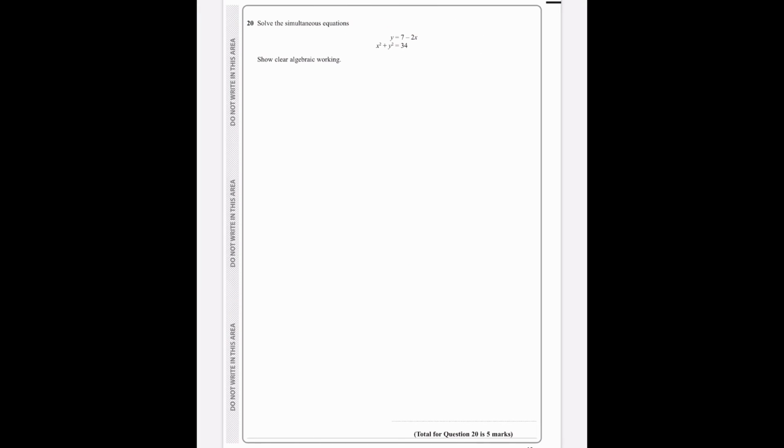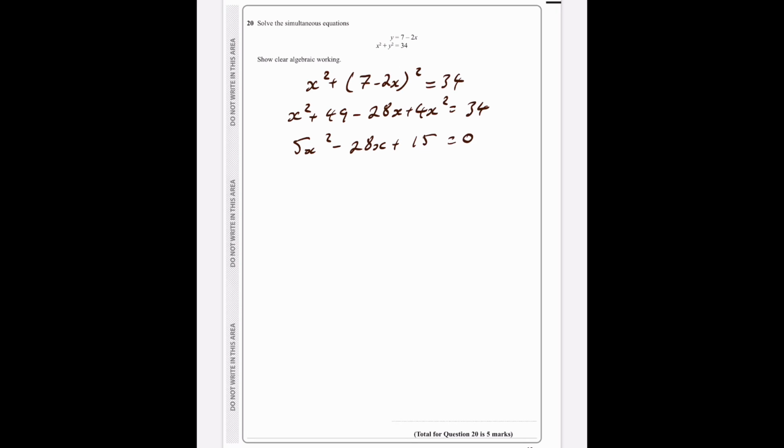Question 20, nonlinear simultaneous equations. They've set up a substitution for us straight away there. We don't need to do any work on this one. Substituting y for 7 minus 2x. Plug that into the second equation. Expanding out 7 minus 2x, we'll get 49 minus 28x plus 4x squared equal to 34. At this point we're dealing with a quadratic. It's a 3-term quadratic. I'll bring everything onto the left. 5x squared minus 28x plus 15 equals 0.